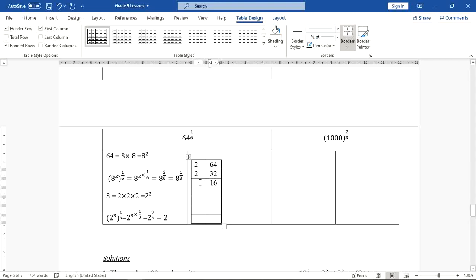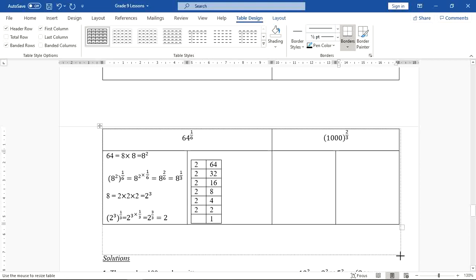And then again 2 goes into 16 8 times, and again 2 goes into 8 4 times, 2 goes into 4 2 times, and 2 goes into itself 1 time. Remember, you only stop when you get a 1 here. So 64 is 2 times 2 times 2 times 2 times 2 times 2. So that is 64 as a product of its prime factors.